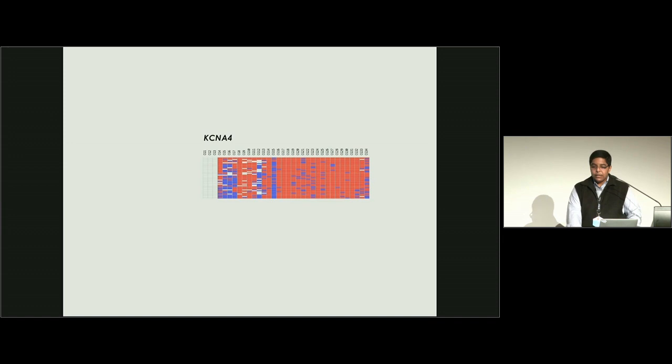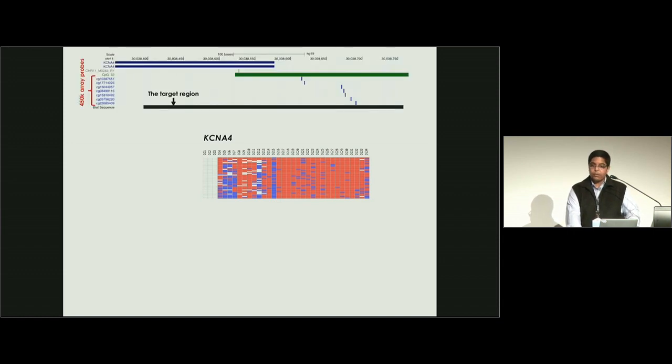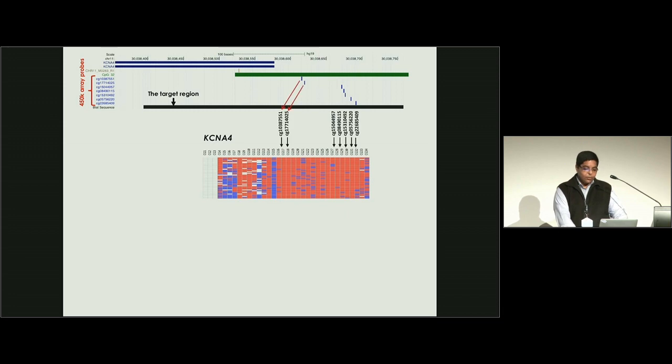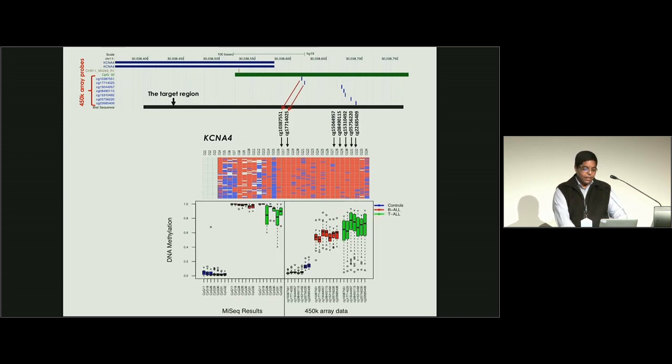To compare our sequencing results with the 450K array data, I extracted the methylation values for the CpG sites that correspond to the 450K array probes, and I compared the results with the 450K array methylation data. So I plotted them next to each other, and as you can see, the controls are represented by blue, while the leukemia samples are represented by red and green. The difference between controls and leukemia samples in the MySeq data is quite remarkable. It's hugely different compared to the 450K array data.